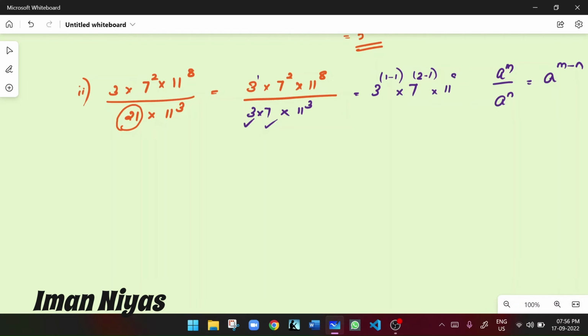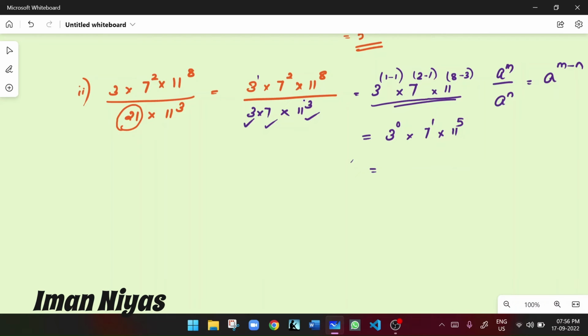Again 11 raised to, there already we have 8, then minus 3. Which is the 3? This one. When it went to the numerator, it becomes a negative. So this is how you can write it. Then the simplified form is 3 raised to 1 minus 1, which is 0, multiplied with 7 raised to 1, multiplied with 11 raised to 5.